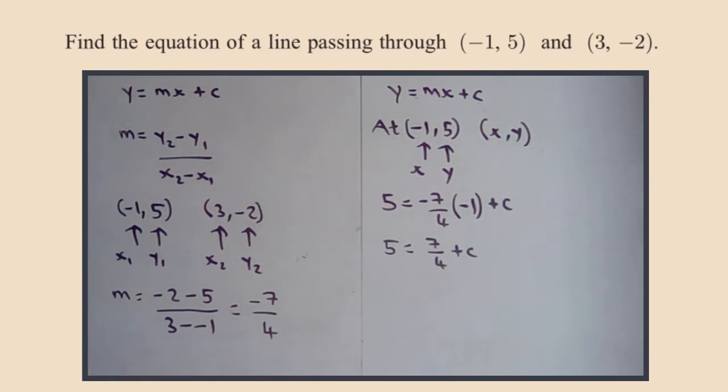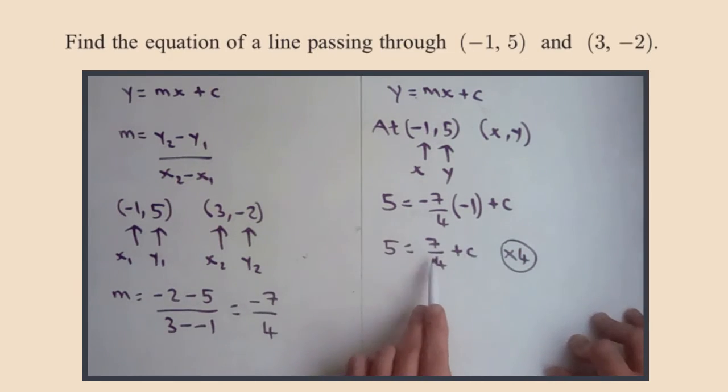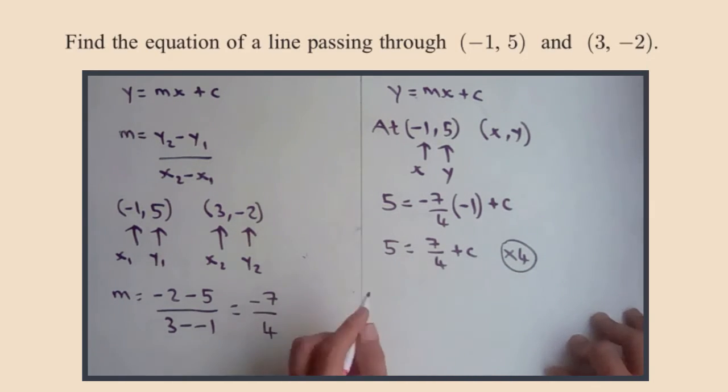You need to get c on its own, so you could convert this to a fraction of fourths, which would be 20 over 4, but I would generally say, if you've got a nasty fraction bit in an equation, just multiply through by it. Multiply through by that denominator and it will give you a whole number thing to work with. So I'm just going to times everything by 4, which means everything. It means this and this and this. Just 3 terms, the 5, the 7 over 4 and the c.